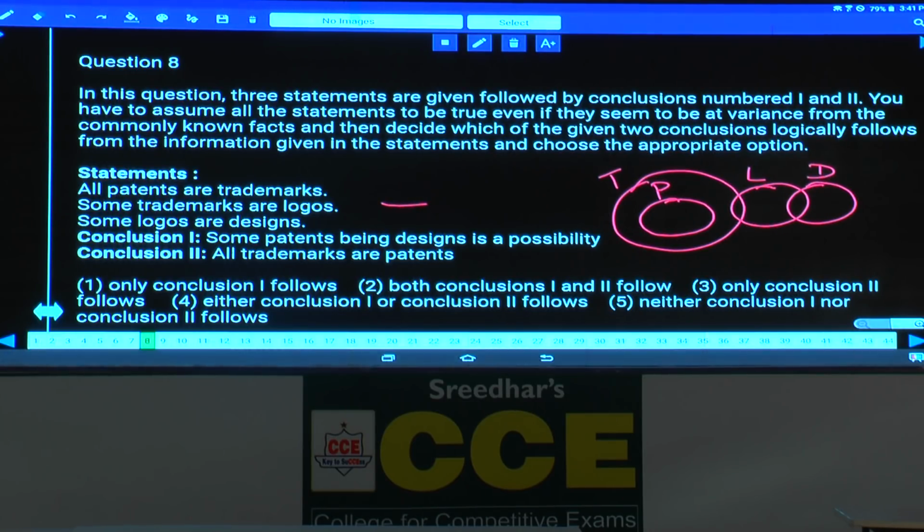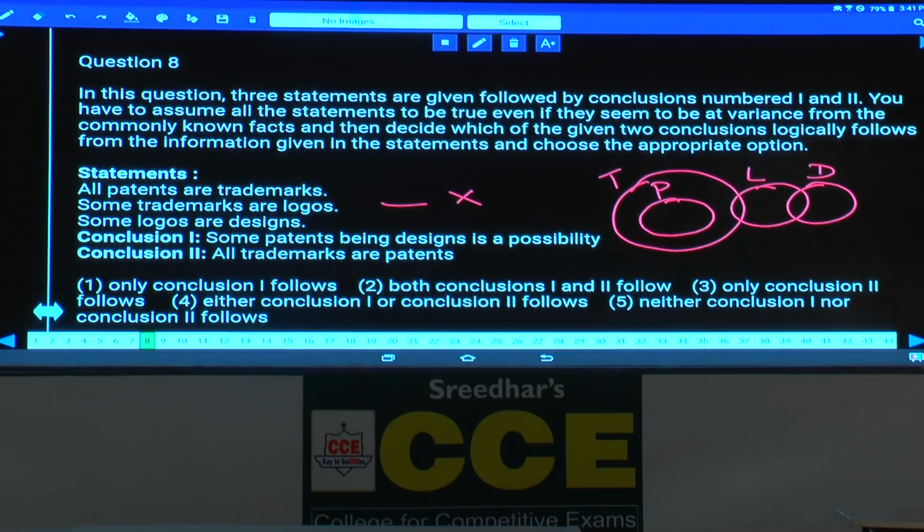Second one, all trademarks are patents. All trademarks are patents is false. All patents are trademarks is true. All trademarks are patents is false. Then coming to the first one, some patents are designs. Some patents are designs is possible or not?